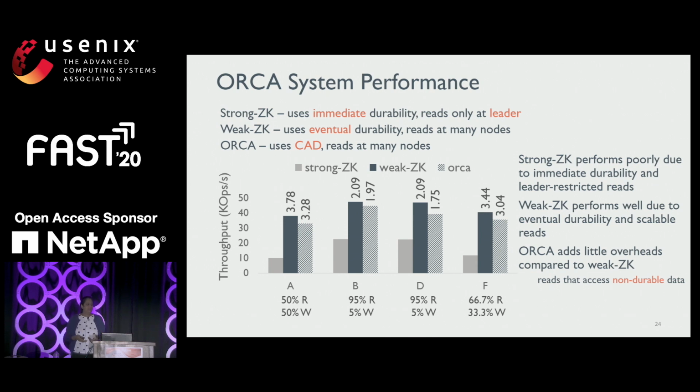So overall, CAD is much faster than strong ZooKeeper, and it adds only little overhead and almost matches the performance of eventual, weak ZooKeeper.